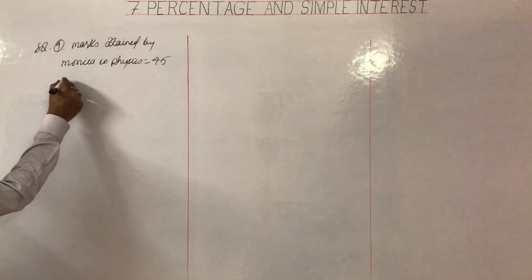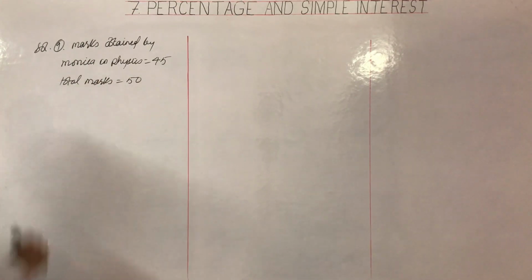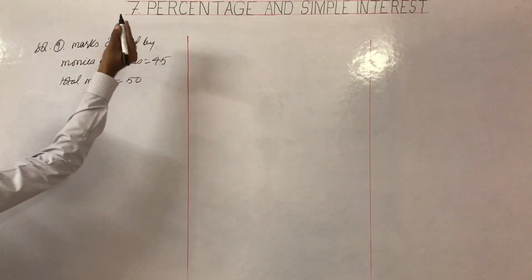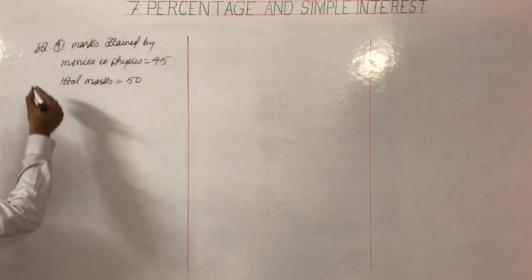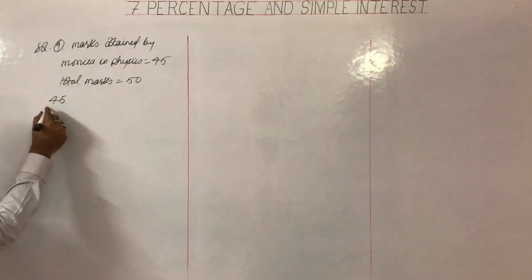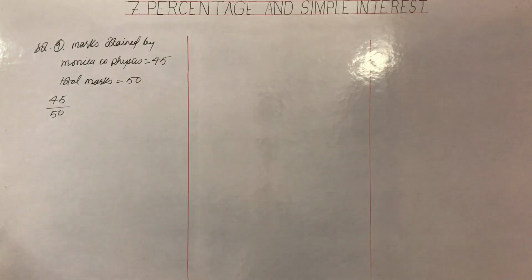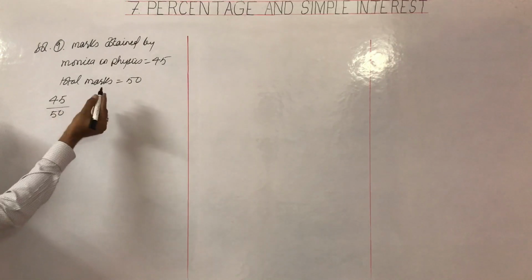Total marks 50, and we have to calculate percent of marks did she get in physics. So what percent of 50 is 45? Simply, how much of 50 is 45? 45 is how much of 50, or 45 by 50 is the given fraction. So marks obtained 45 by total marks 50. This is the ratio, and we have to change this ratio or fraction in percent.